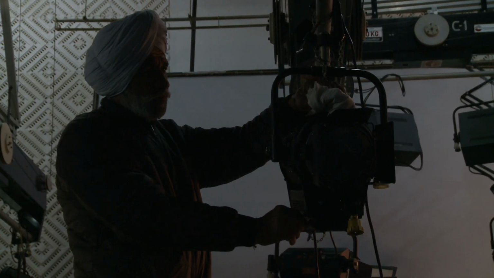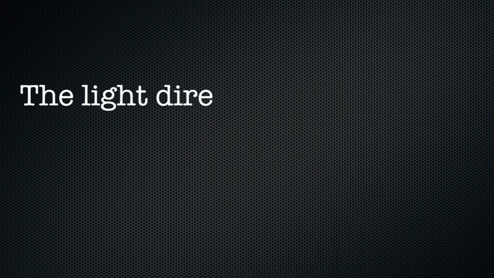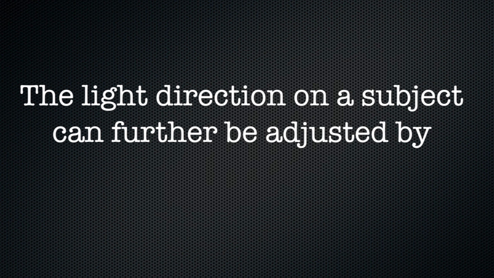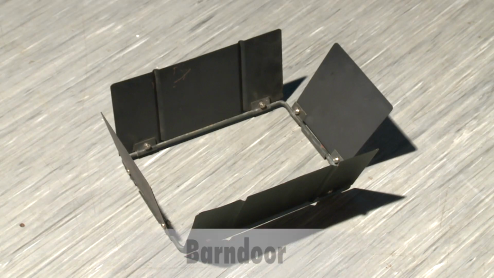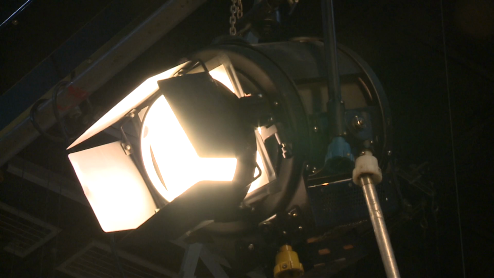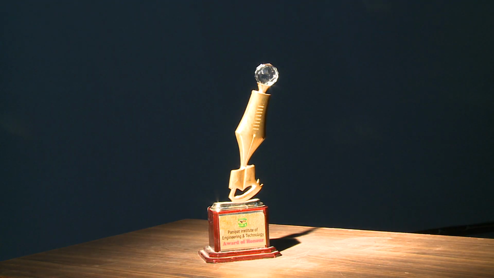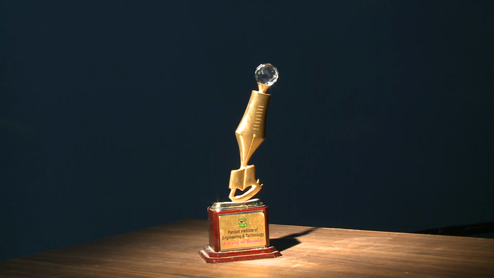So far, we have discussed lighting control with respect to color temperature and intensity. The third component factor is direction. The light direction on a subject can further be adjusted by a barn door and cutter. A barn door is a metal frame with 4 separated adjustable hinged metal flaps. It is fitted in front of the light and can be rotated in any position. By adjusting one or more flaps, we can illuminate a particular area.